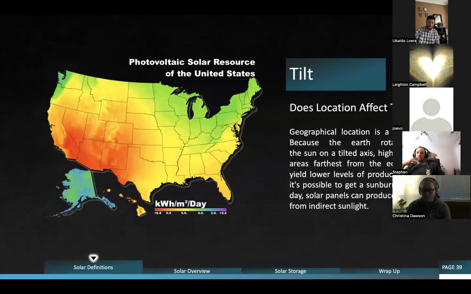Now, this might be on the test. Does location affect the tilt? 100% yes. Geographic location is a major factor, because the Earth rotates around the sun on a tilted axis, higher latitudes, areas furthest from the equator, will yield lower levels of production. Just like it's possible to get a sunburn on a cloudy day, solar panels can produce energy even from indirect sunlight.